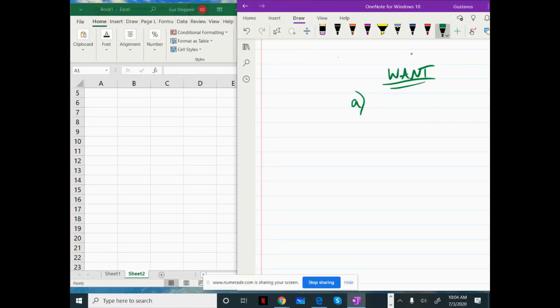So for part A, just to plan ahead, we want to find a regression equation. So we want to find a regression equation. We're going to use our Excel to do that. You could also use a graphing calculator. So with the regression equation, I usually use y equals a plus bx.